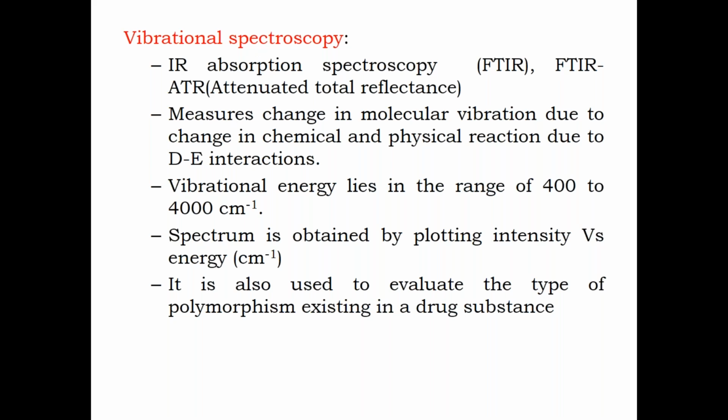Mostly it is used to identify the particular functional groups present in the chemical structure of your sample, like OH, CH3, NH2, C double bond O, COOH. Those are the functional groups we draw in the chemical structure, and they can be easily identified with FTIR, which is basically based on molecular vibrations.